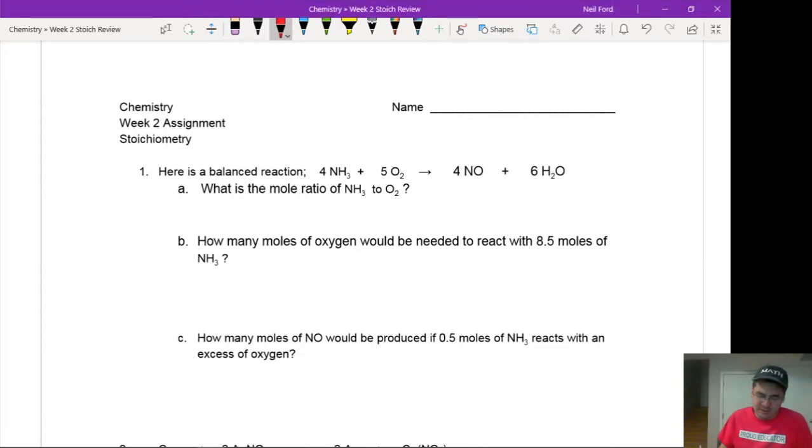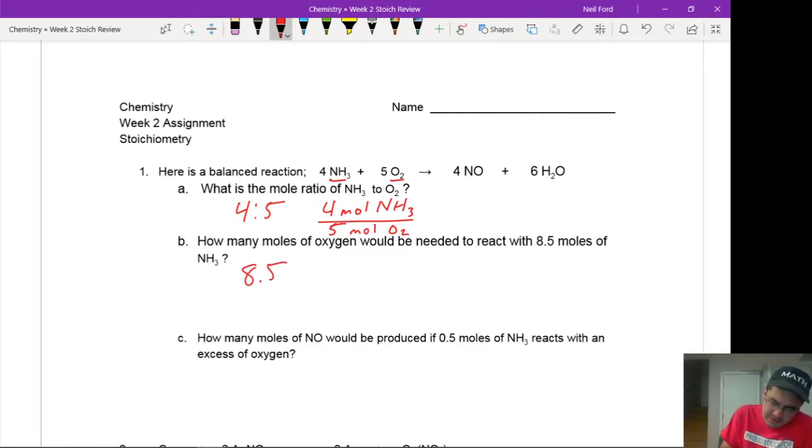Question 1 says, what's the mole ratio of NH3 to O2? That's ammonia to oxygen. And so you just look at the chemicals in the reaction, you find them, and you look at their stoichiometric coefficients. So the ratio should be 4 to 5, which can also be written as 4 moles NH3 to 5 moles O2. Okay. Part B. How many moles of oxygen would need to react with 8.5 moles of NH3?